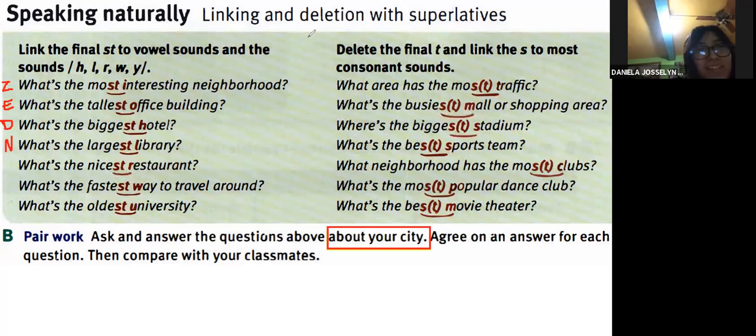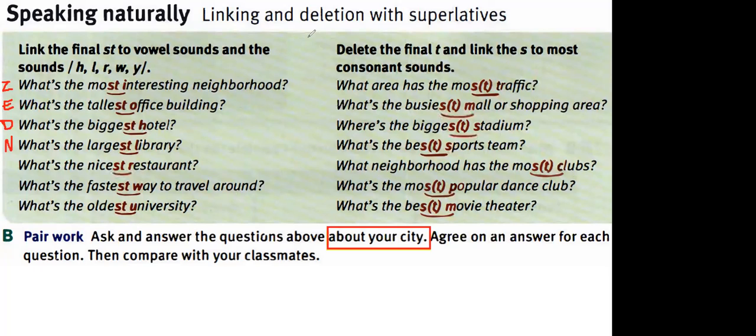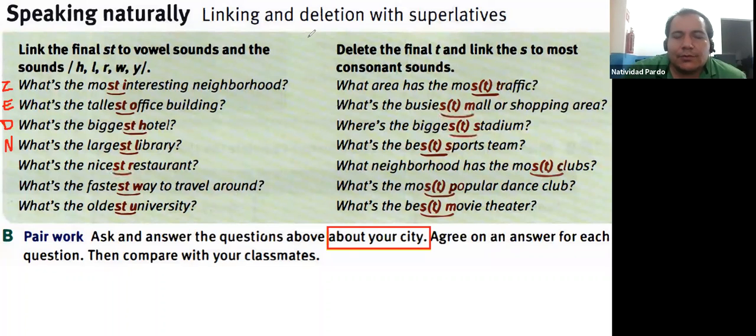The most interesting neighborhood in my town is San Juan. The most interesting in my neighborhood, maybe it's the new airport. Most interesting neighborhood? I don't know, it's called La Ribera because there are a lot of parties.